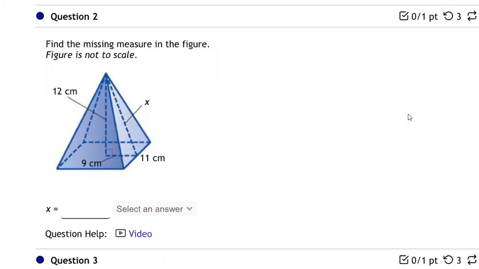Okay, so find the missing measure in the figure. What missing measure? The X. They want us to find that X right there, which is on a pyramid. It's right down the face of that pyramid.